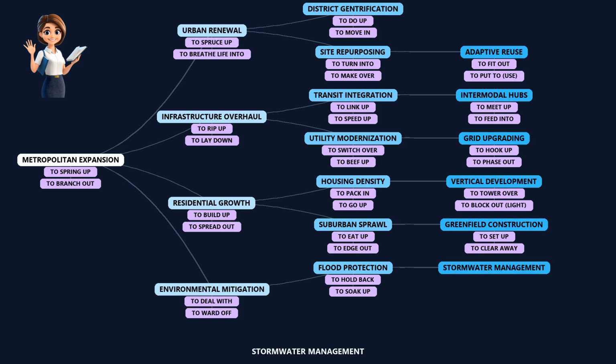Stormwater management. Within stormwater management, we watch how the rain will run off the concrete and eventually drain away into the pipes. In other words, we are making sure the water moves off the roads so the city doesn't flood.